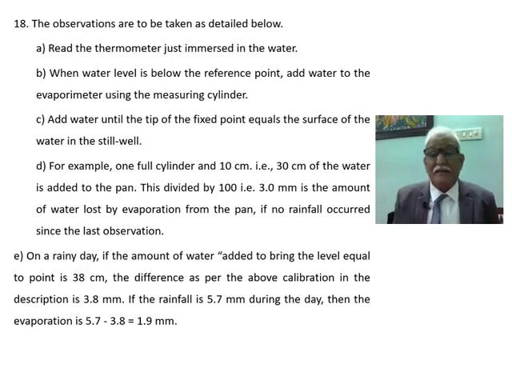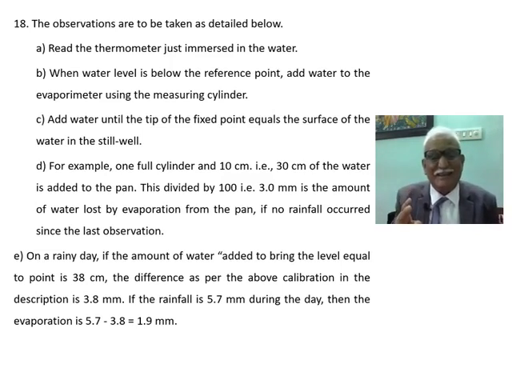On a clear day, this is correct. On a rainy day, what happens? The amount of water added to bring the level equal to the point is 38 mm, for example. The difference as per the above calibration is 3.8 mm. If the rainfall is 5.7 mm during the day, then the evaporation is 5.7 minus 3.8, that is 1.9 mm.